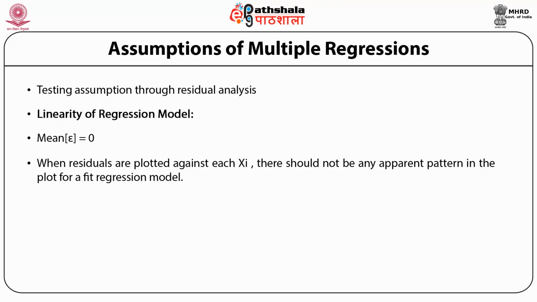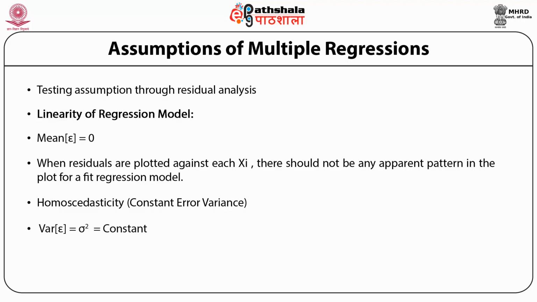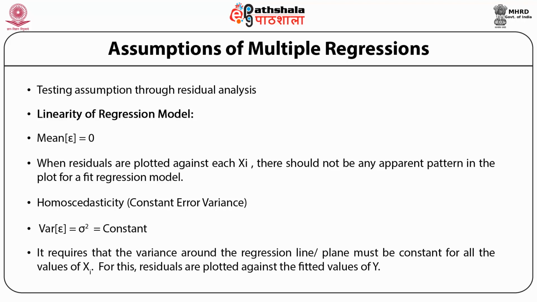The second important assumption is homoscedasticity. It is also termed constant error variance. If we write it symbolically, it would be the variance of the error term is equal to a constant. It requires that the variance around the regression line or plane must be constant for all the values of the independent variables. For this, we can plot the residuals against the estimated value of y, and if the residuals show equal fluctuations around a zero mean, it means the assumption of constant error variance has been met, otherwise not.